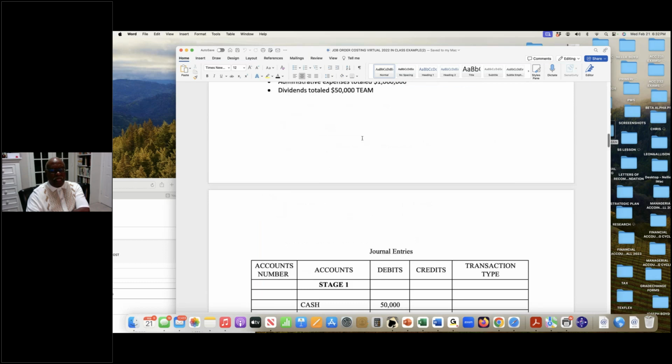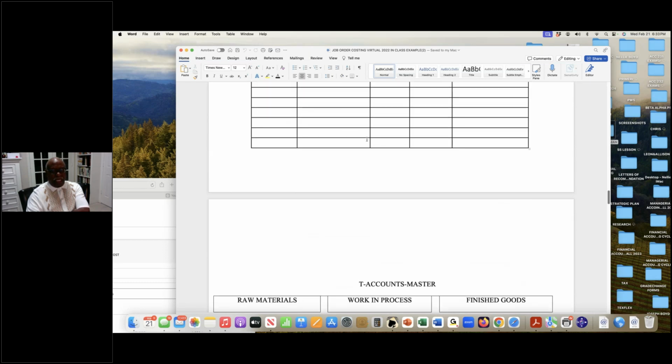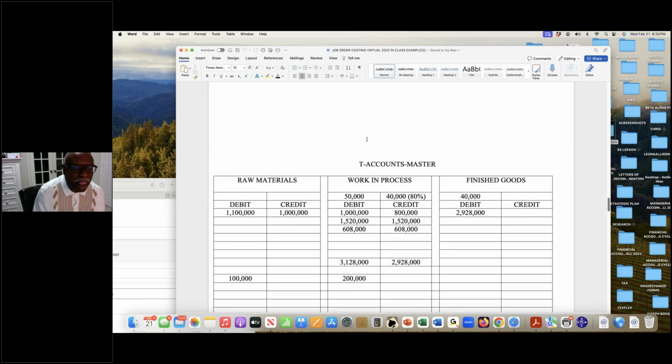So at this point, we went to the T accounts. In the T accounts, we put in the debit for the raw materials. Then when we transferred it to work in process, we credited raw materials and debited work in process, giving us $1 million in the work in process for raw materials. And then the 1,520,000 and the 608,000. We simply posted those transactions in stage 1.